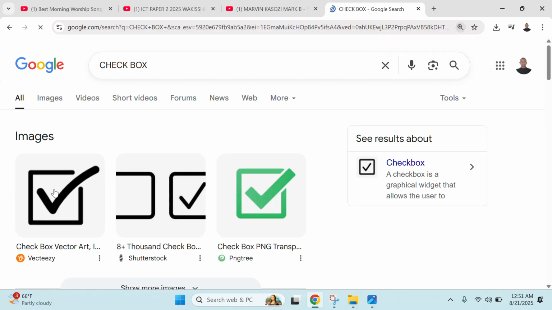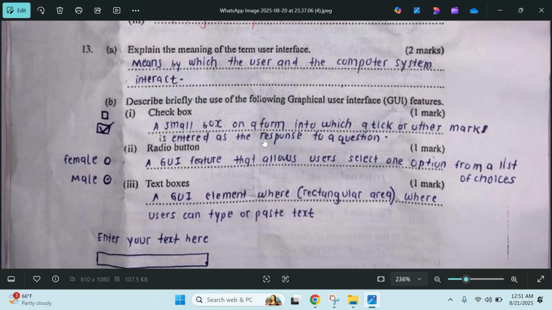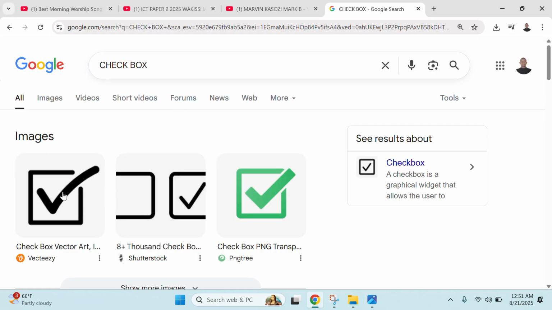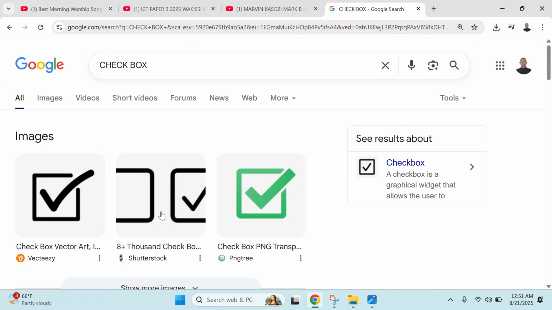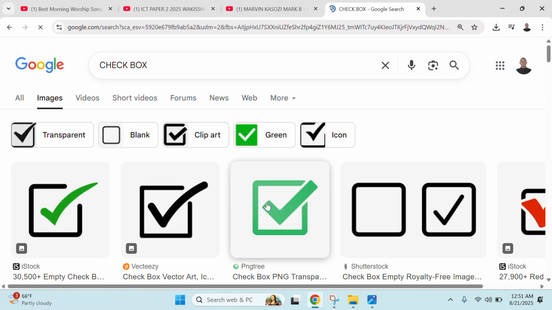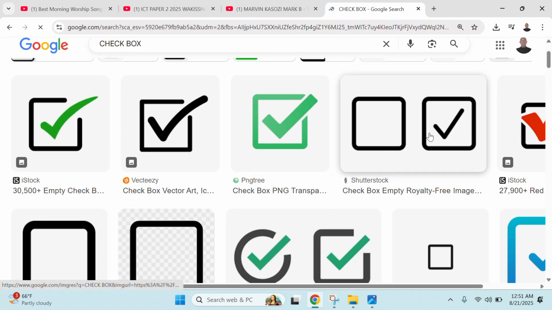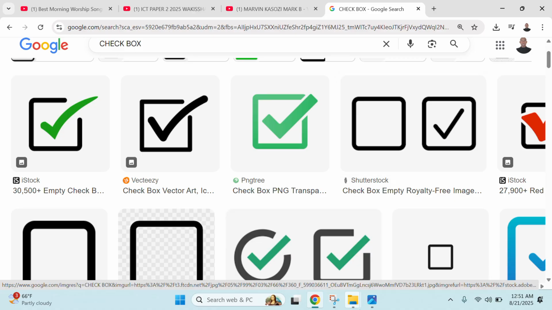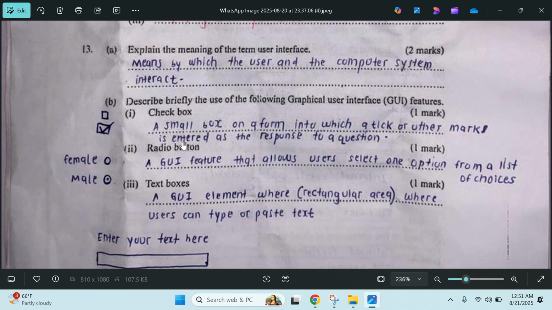Yeah, a checkbox is going to look like that. A checkbox, like I said, is a small box on a form in which a tick or other mark is entered to respond to a question. If you put a tick, you're going to respond. If you don't, you've not responded. An example here: this is a checkbox where someone is maybe accepting, and here they are not accepting. So a checkbox looks like that.